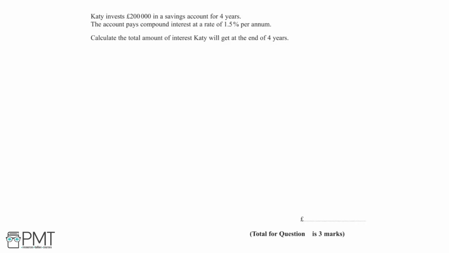In this question, we're told that Katie invests £200,000 in a savings account for 4 years. The account pays compound interest at a rate of 1.5% per annum. And we need to calculate the total amount of interest that Katie will get at the end of the 4 years.